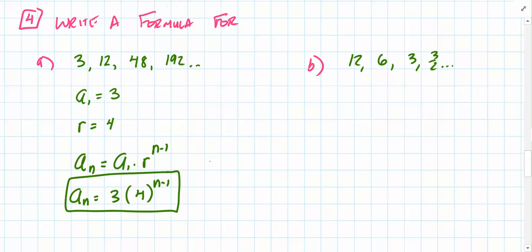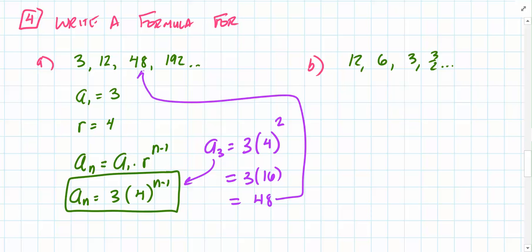Let me explain. As an example, if I plugged a sub 3 into this formula, I'd have to do 3 times 4 to the power of 3 minus 1, which is 2. So if I keep going, this is going to be 3 times 16. What is 3 times 16? Well, it better be 48 because that's what it says right there. You got it? Do you guys make sense?